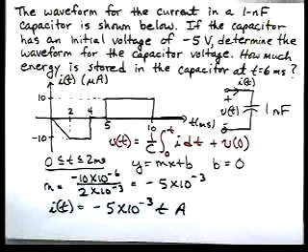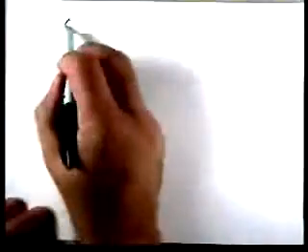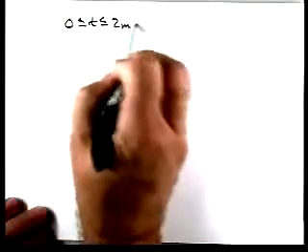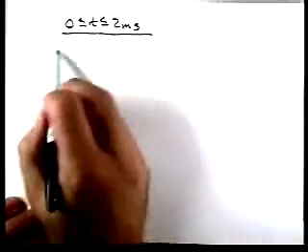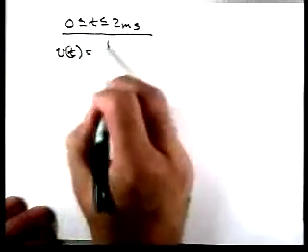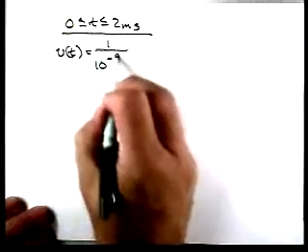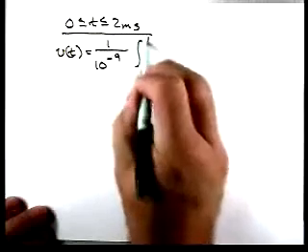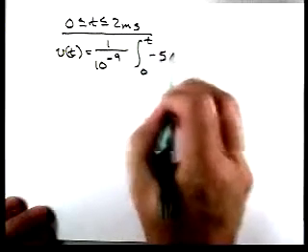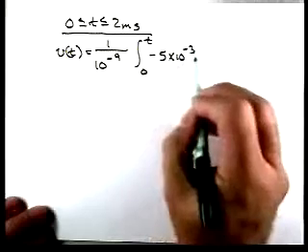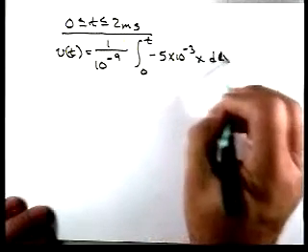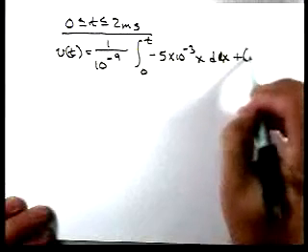So if we want to start calculating here, between 0 and 2 milliseconds, our expression is V of t is 1 over C. Well, that's a nanofarad, that's 10 to the minus 9th. Integral from 0 to t, minus 5 times 10 to the minus 3 x dx. And the initial value is minus 5.